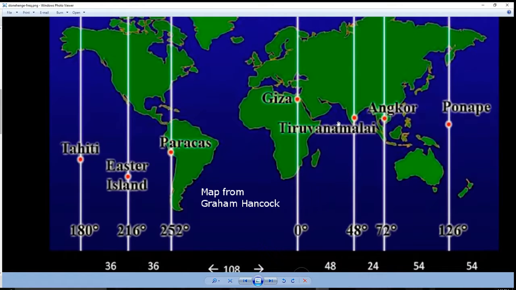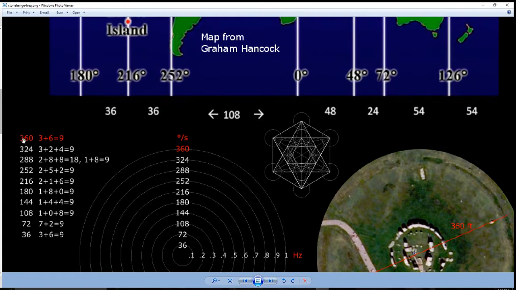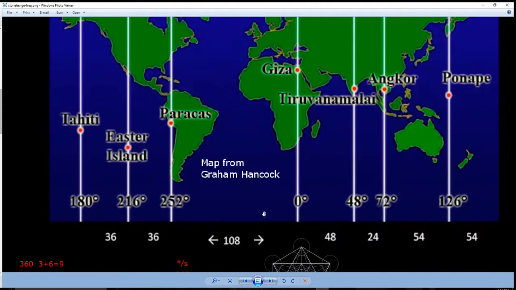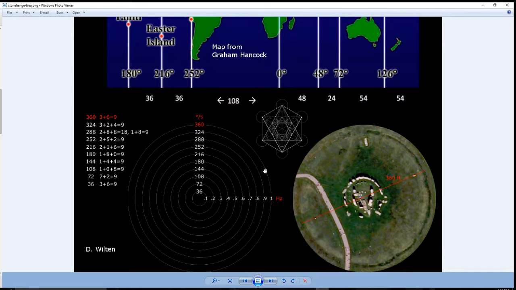For example, Dwarka being situated right here at 36 degrees on this map would correspond to one of these circles. If you notice, these concentric circles, point 1, point 2, point 3, all the way up to 1, you can see how this is kind of a base 10. All these reduce to 9, and these are the same numbers that you see over on this map from Graham Hancock.